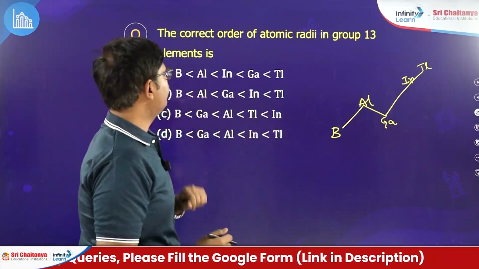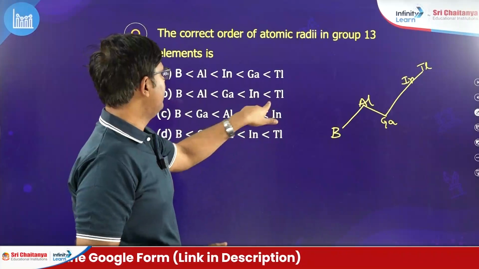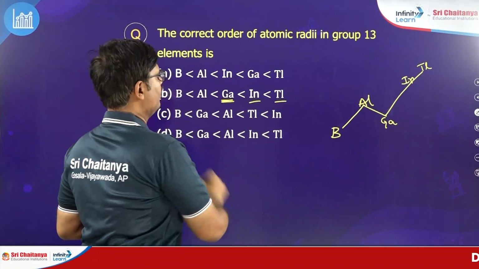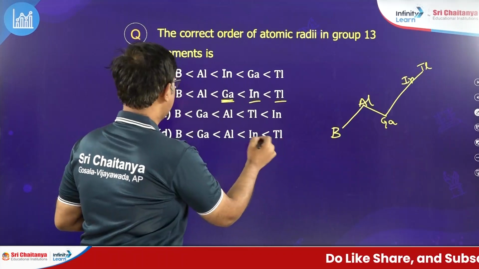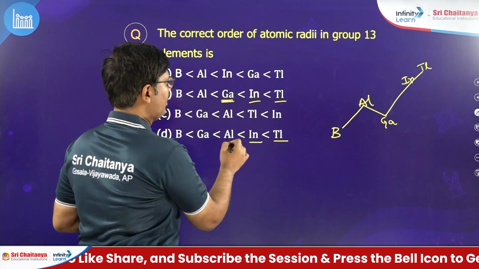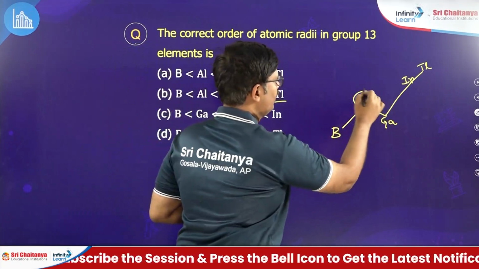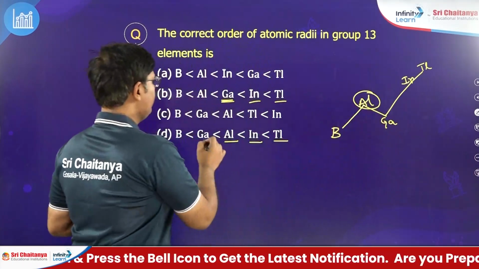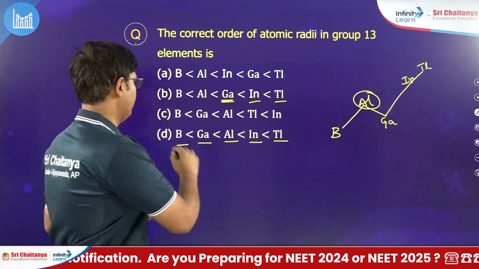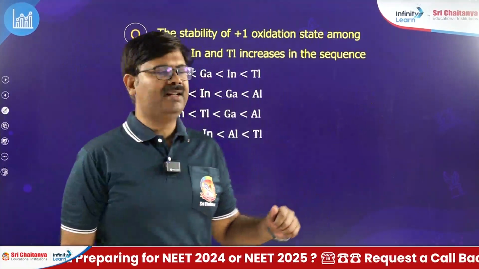So, highest is thallium, then comes indium, but here gallium is given, which is wrong. But if you go to option D, thallium, then indium, after that aluminum, then after aluminum, gallium is coming into the picture. Then the least one is boron. So this is the right option. Now see the next question.